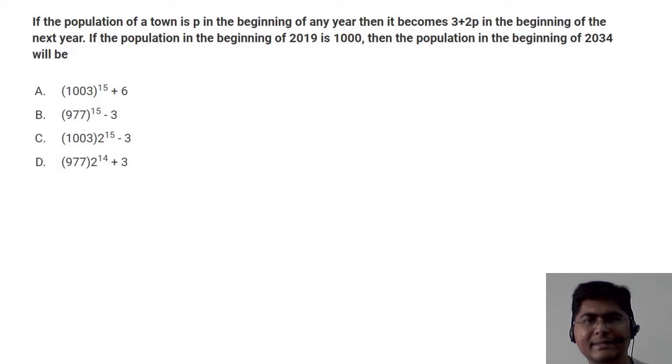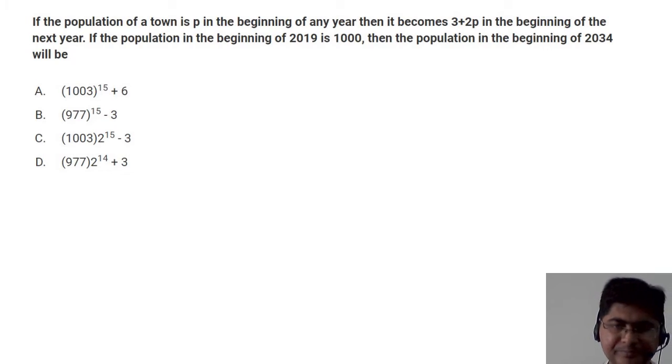Now let us see how we can solve this. What am I supposed to do in this problem? See, in this problem, in the beginning of any year, the population is P. Next year, it will become 3 plus 2P. Now, this 3 plus 2P will be replaced next year in the P column. So let us understand what I'm supposed to say.